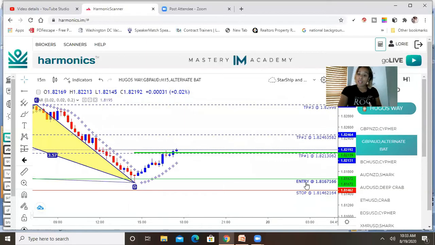You need to know when to get in the market and when to get out. You've got your take profit 1, 2, 3. These are just levels of where you can get money. A little bit of money at take profit 1, a little bit more money at take profit 2, and a little bit more at 3.